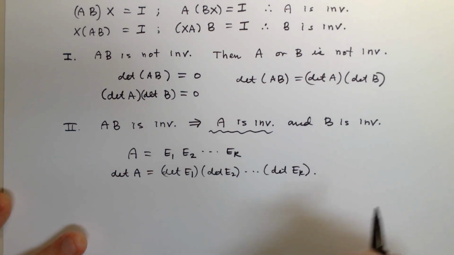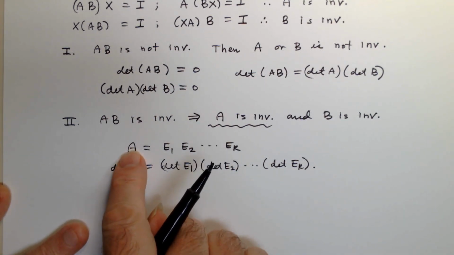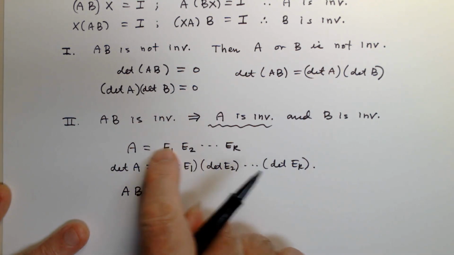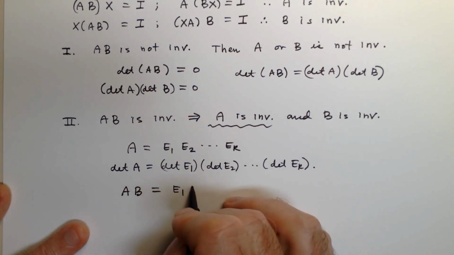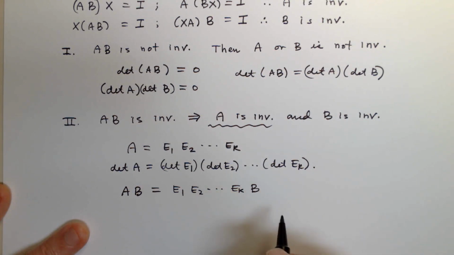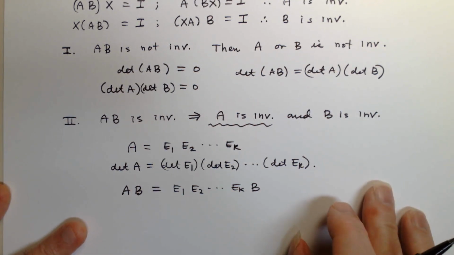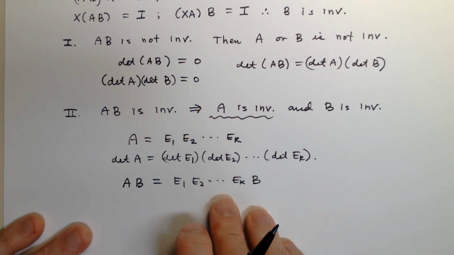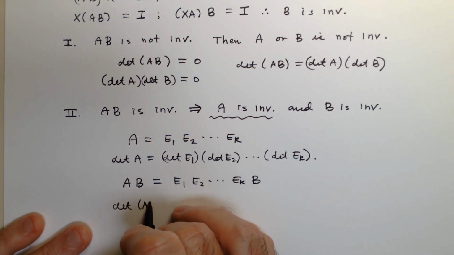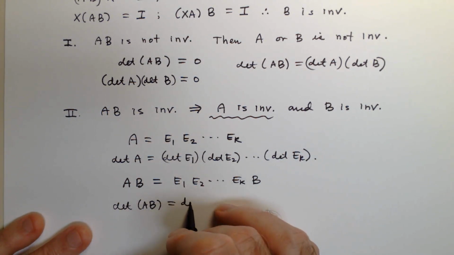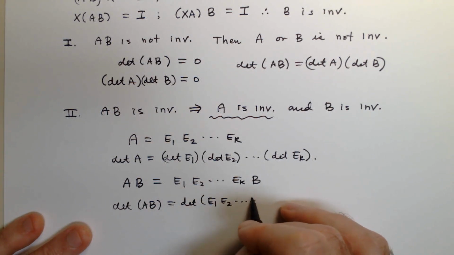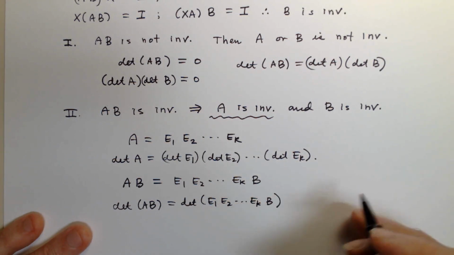Okay, so that's a fact that we'll need. And now finally, let's look at the product A times B. A times B can be rendered as E1, E2, down to EK times B. We're simply rewriting A as a product of these elementary matrices. And now we can use our lemma 4.5 in this context and know that the determinant of A times B is equal to the determinant of E1 times E2 up to EK times B.